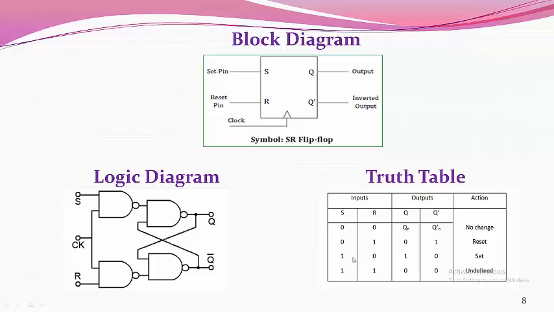Now consider the third case, S is equal to 1 and R is equal to 1, and after manipulation of these values, we are getting present output Q equal to 1 and Q bar equal to 0. It means in this case 3, the binary value 1 is stored into this flip-flop, and the state of the flip-flop is set state because the present output value Q equal to 1.